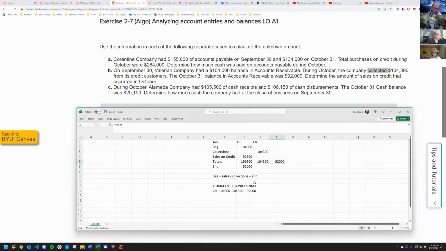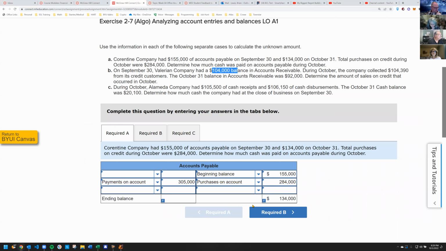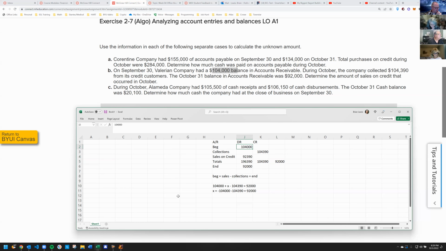104,500 is your beginning balance. Is this the one that had 104,500? No, this one's different. Mine had 104,500. Okay. Yeah, it changes the values, but the concept is the same.